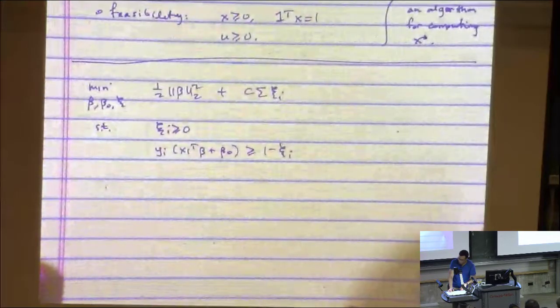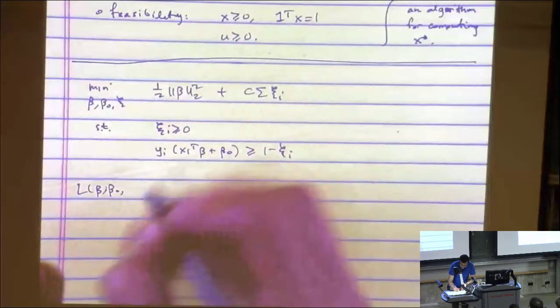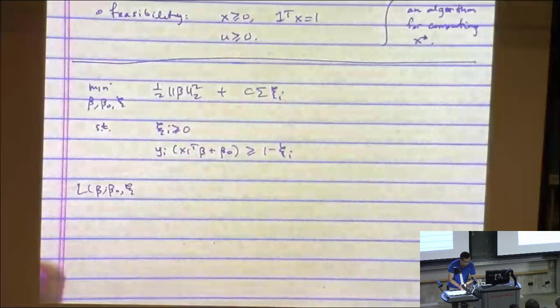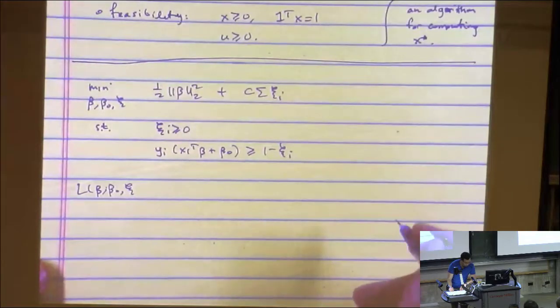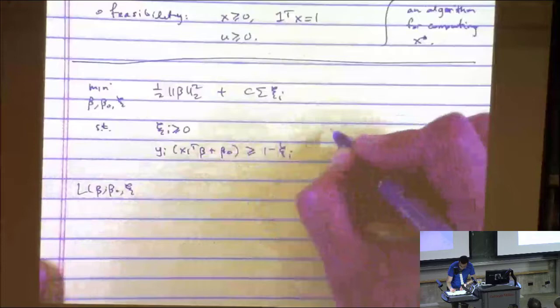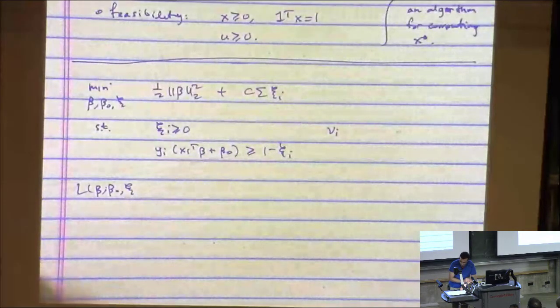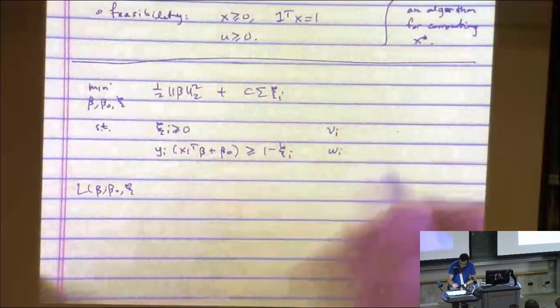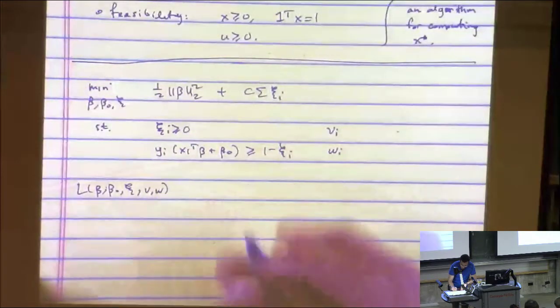Okay, there's my SVM problem, and we'll do the same steps as we've been doing. We're going to form a Lagrangian, and it looks like I called V_i the dual variables for these inequality constraints, and w_i the dual variables for these equality constraints. V and W.